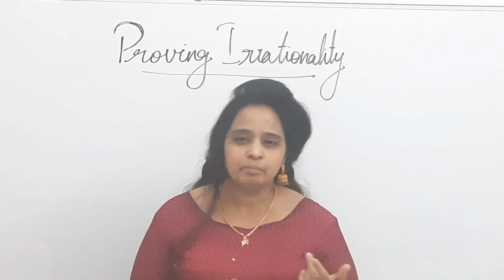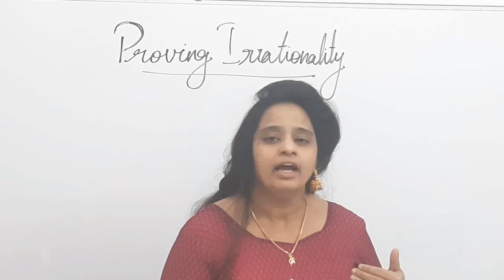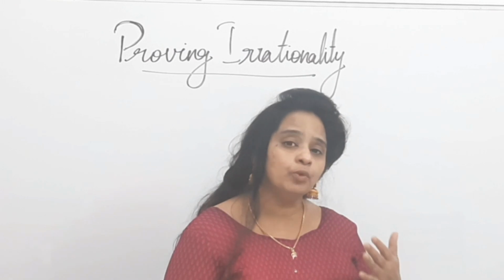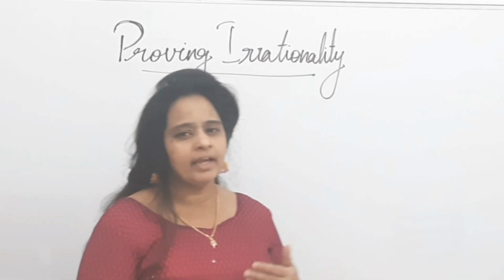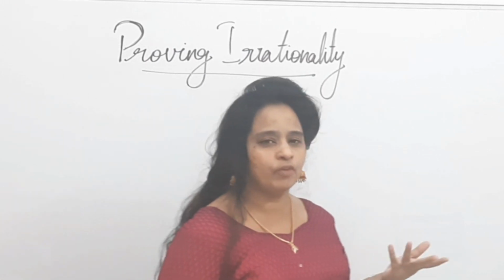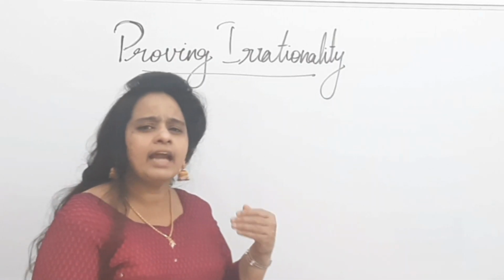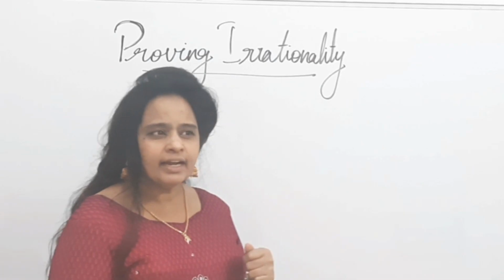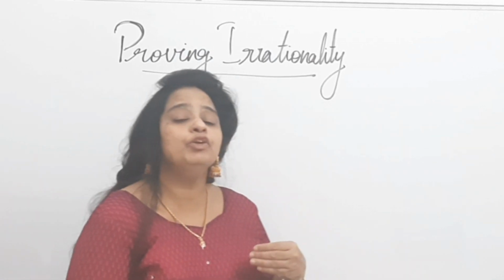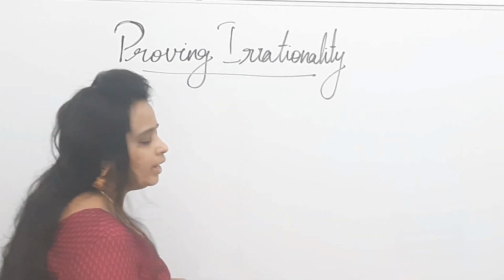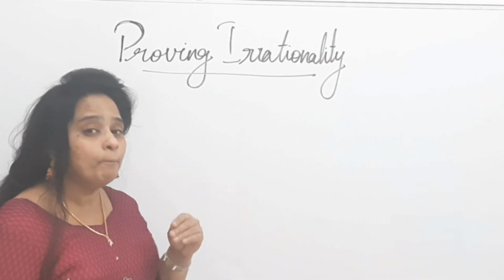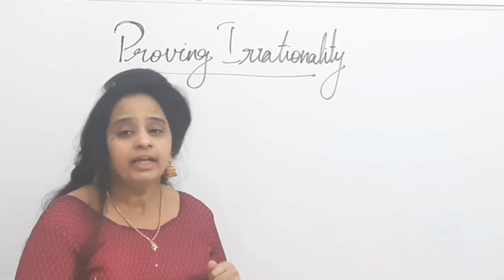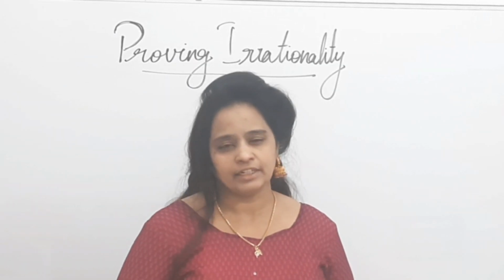Rationality means the number can be expressed in the form p by q, where p and q are co-primes and q is not equal to 0, or p and q are integers also, of course. So, that rationality we know, but what about irrationality? An irrational number means one which cannot be expressed in the form p by q, where p and q must be integers. If we cannot express it in that form, that number is said to be an irrational number.